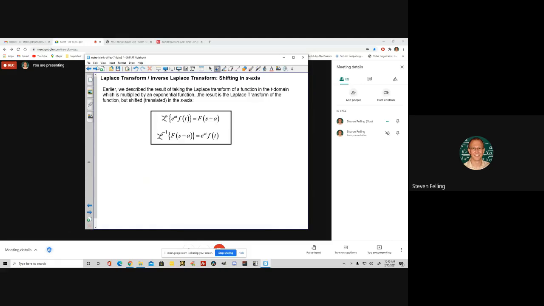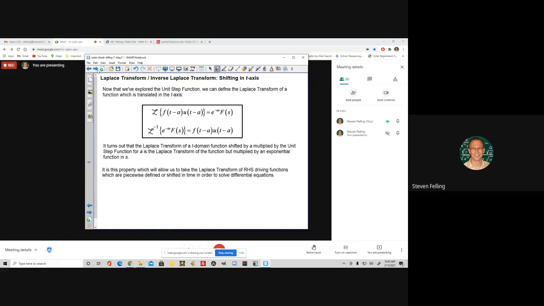All right, so earlier we described the result of taking a Laplace transform of a function in the t-domain. We said that if you multiply a function in the t-domain by e to the at, then it's the Laplace transform of that f, capital F, but shifted a in the s-domain, right? So Laplace transform, if you have the shift in the s-domain, it's equivalent to multiplying by e to the at in the t-domain. So maybe you might be wondering, well, what happens if I shift in the t-domain, or is there anything that is equivalent to multiplying by e to the as in the s-domain? And the answer is yes, that works as well.